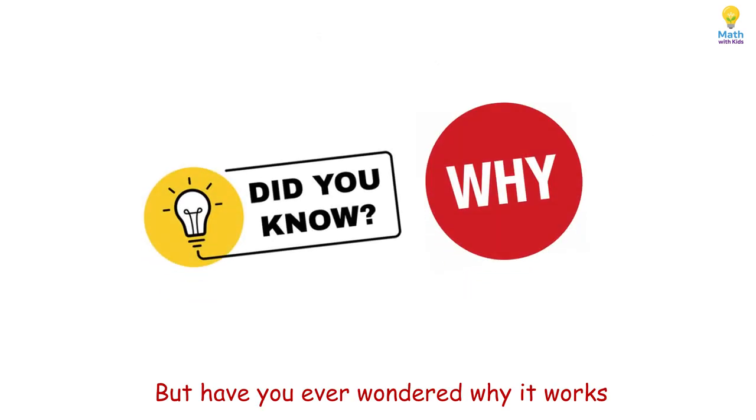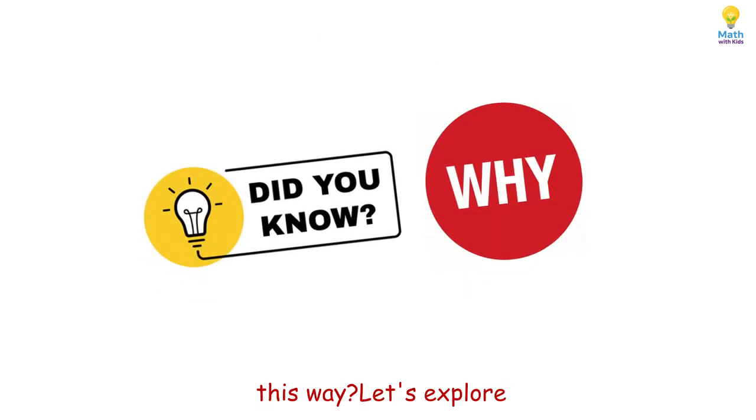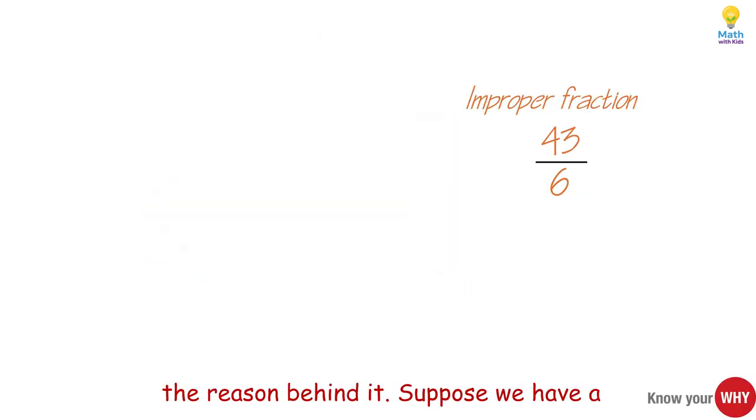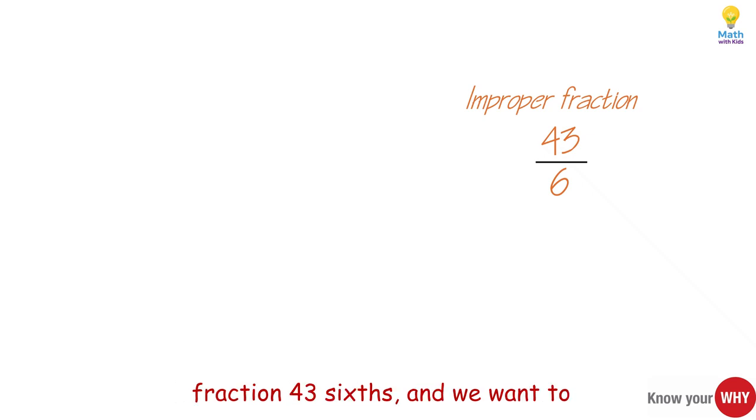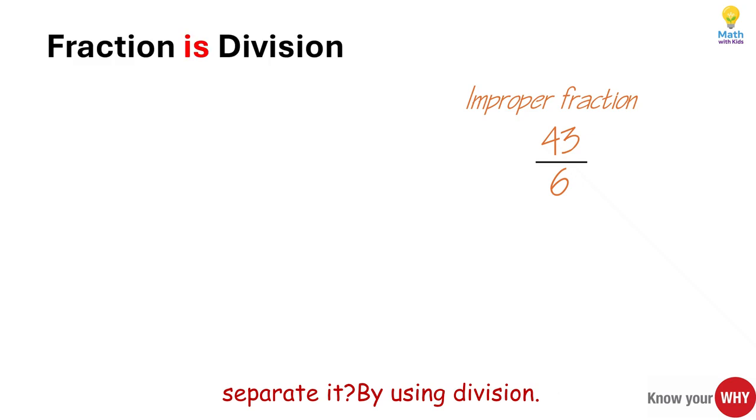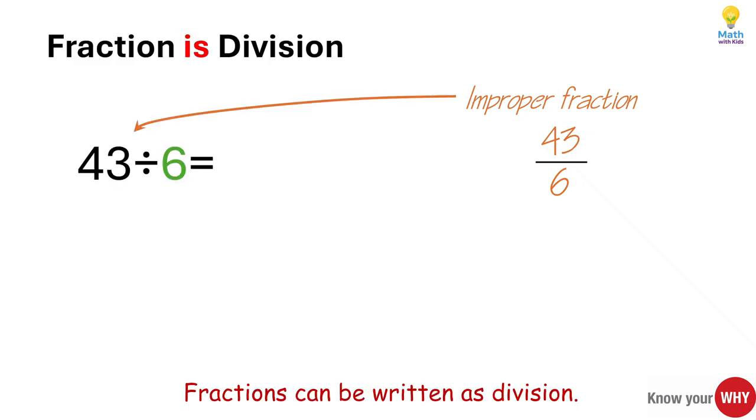But have you ever wondered why it works this way? Let's explore the reason behind it. Suppose we have a fraction 43/6, and we want to write it as a mixed number. To do that, we need to separate the whole number from the fraction. But how to separate it? By using division. Fractions can be written as division.